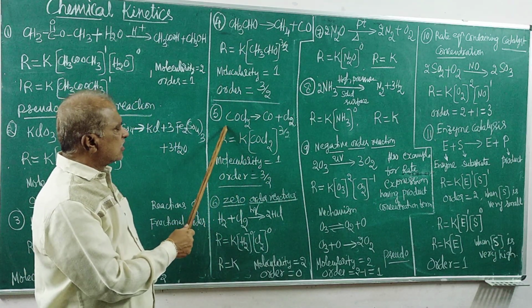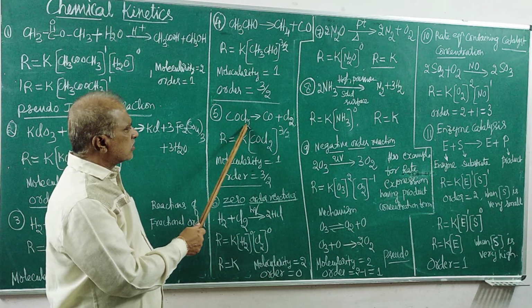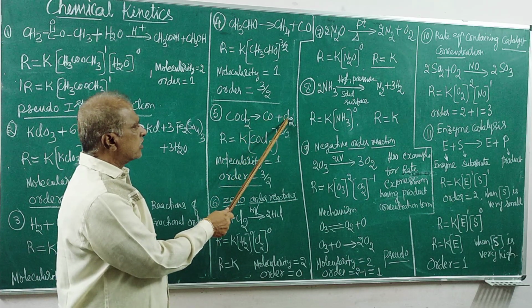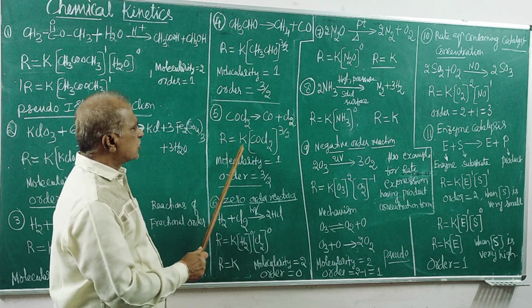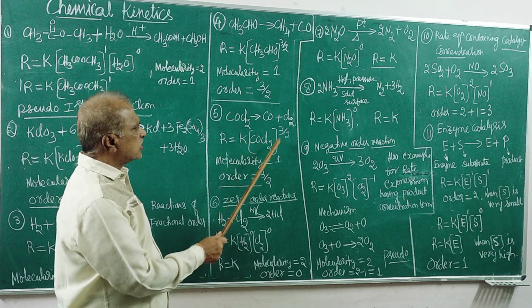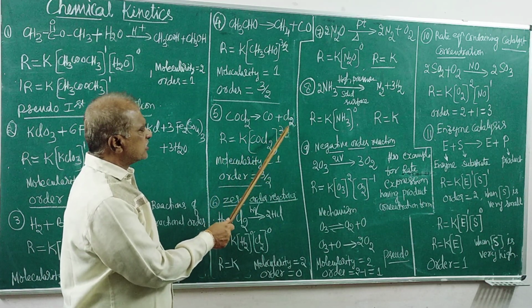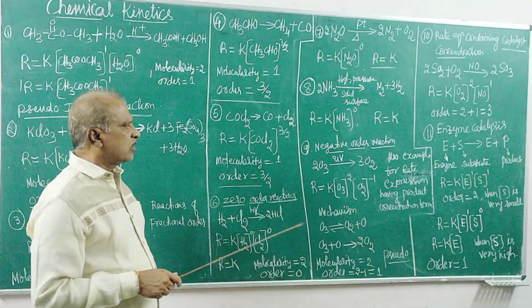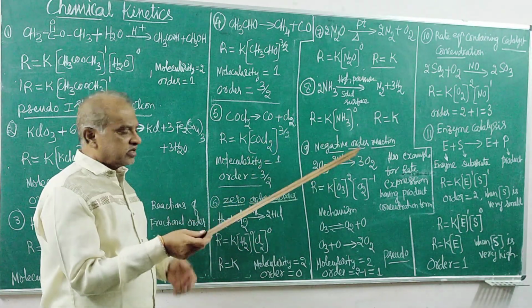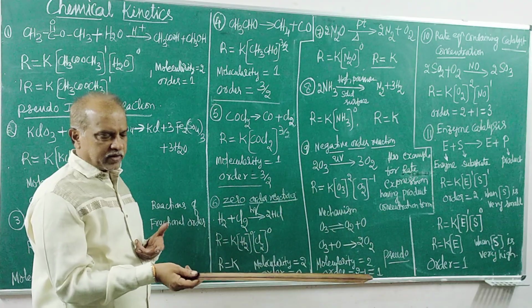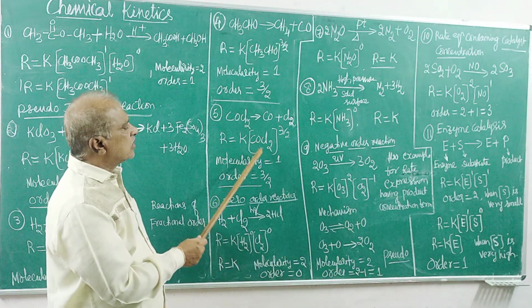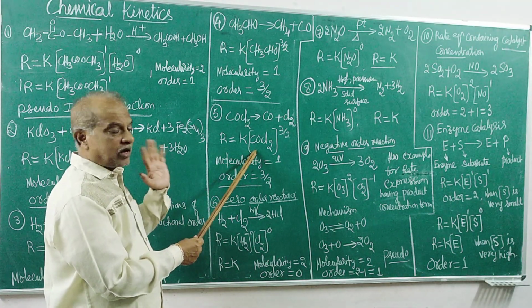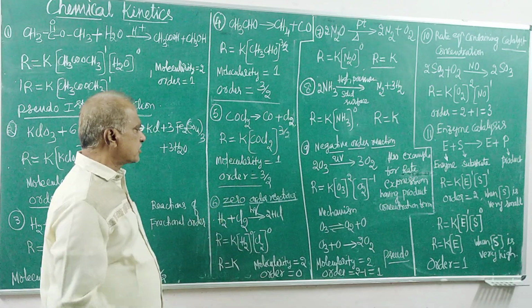Similar reaction in this case is carbonyl chloride, a gaseous substance. Upon decomposition it gives carbon monoxide and chlorine. Again, the rate of the reaction is equal to rate constant into concentration to the power of 3 by 2. The order of the reaction is again, in this case, 3 by 2, 1.5. We have different fractions, 0.5, 0.7, 0.6, anything is possible, 1.5, 2.1 like that, depending on the nature of the reactant. That is always found by experiment. Experimental evidence says this is the order of the reaction.